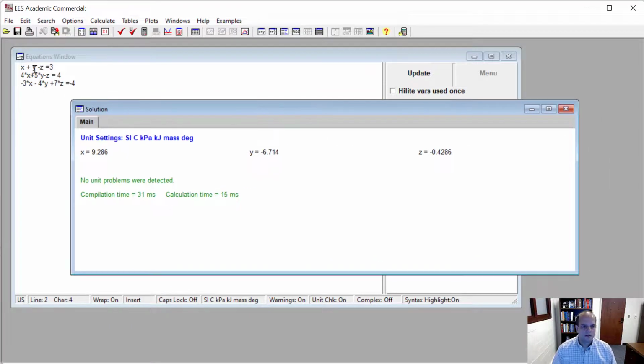And so as long as you don't have errors in your equation such that it causes instabilities with the numerical solution schemes in the background, then you'll be able to solve your system of equations, however many you have. So that's one advantage to using this software. Again, you can just type your equations in.